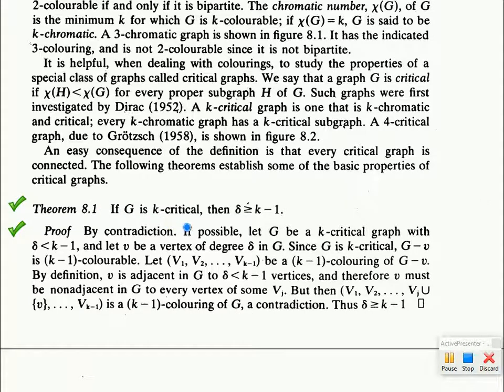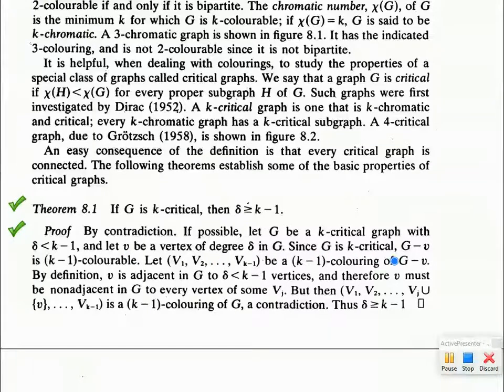Now, theorem. If G is K-critical, then small delta is greater than or equal to K minus 1. And this proof is nice, even if it's not so elegant, because it's by contradiction. Assume that G is a K-critical graph with small delta less than K minus 1, okay? Now take a vertex V with that particular degree delta. Small delta is the smallest degree, so there is at least one vertex with that degree, which is less than K minus 1. We are assuming that for proving that something goes wrong. It's a proof by contradiction, ad absurdum, okay? So let's take such a vertex V.